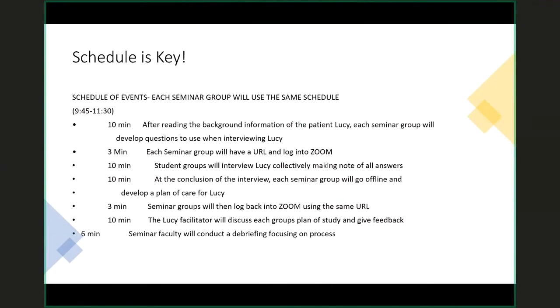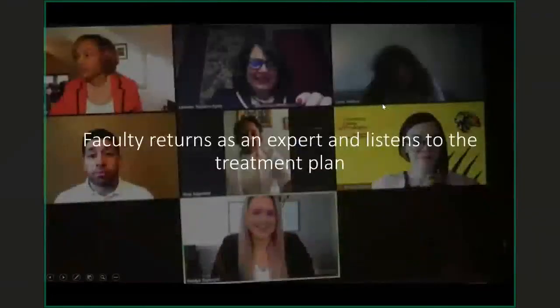After they were done with that, they went offline. As a group, they came up with a treatment plan for Lucy. What was going to be the plan for Lucy? Then they came back online, and instead of being Lucy, I was then Lorene Riley, the advanced practice psychiatric nurse, and they pitched me their treatment plan. I then gave them feedback about that treatment plan.